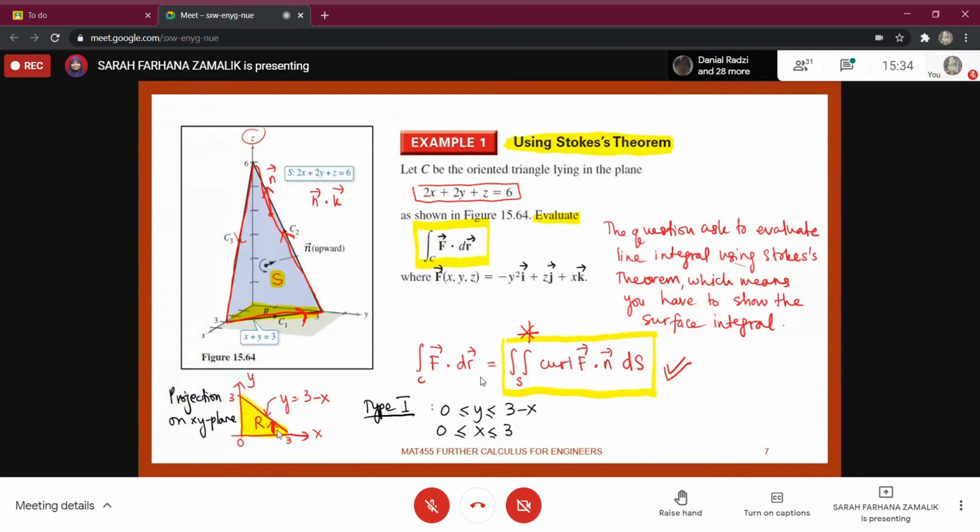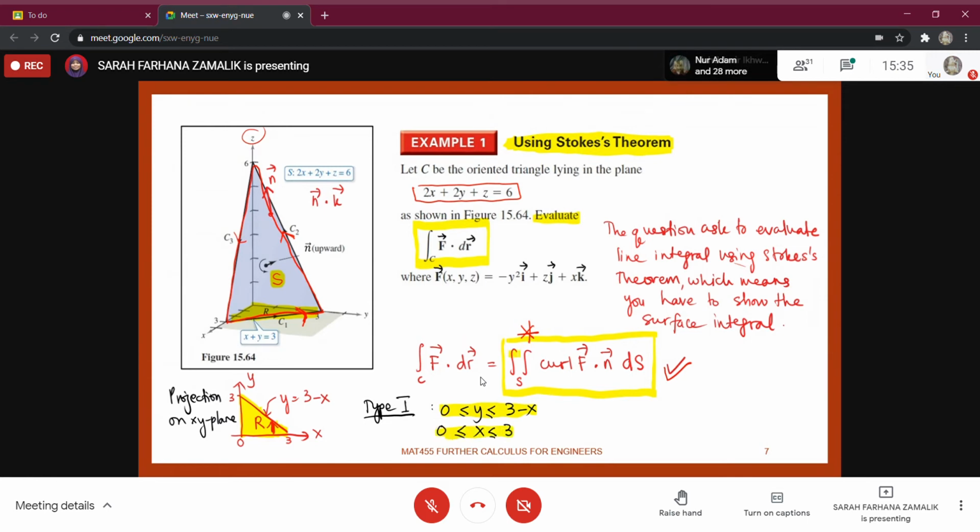Okay, so later it will be easy to evaluate dy dx. So up to you, you want to evaluate dx dy or dy dx. In this case, I use dy dx. Once again, how do you know the equation y equals 3 minus x here? Because z equals 0. So when z equals 0, 2x plus 2y equals 6. So y equals 3 minus x. So in this case I evaluate it using dy dx. Okay. So y in terms of x.